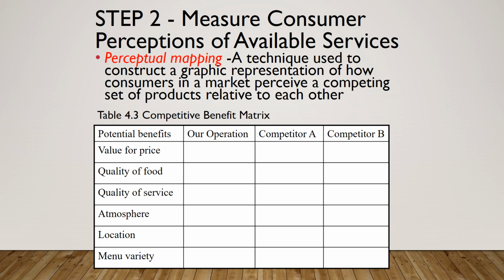It's a technique that visually represents how the consumers in the market perceive your service offerings as well as those of your competitors. And the first step in that is to create what's known as a competitive benefit matrix, where you list all the potential benefits that you provide or that you think are important to individuals within the market segment that you're targeting. And then you go to them and collect information on how they perceive your offerings and the offerings of all of your competitors.